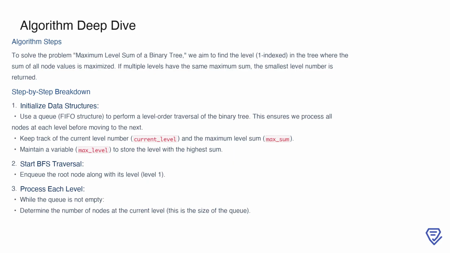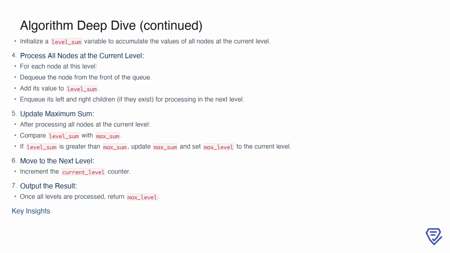From there, we process the tree level by level, ensuring each level's nodes are handled completely before moving to the next one. At the start of processing a level, we initialize a variable called level_sum to accumulate the values of all nodes at that level. Then, for each node in the current level, we dequeue it from the front of the queue and add its value to level_sum. If the node has left or right children, we enqueue them for processing in the next level.